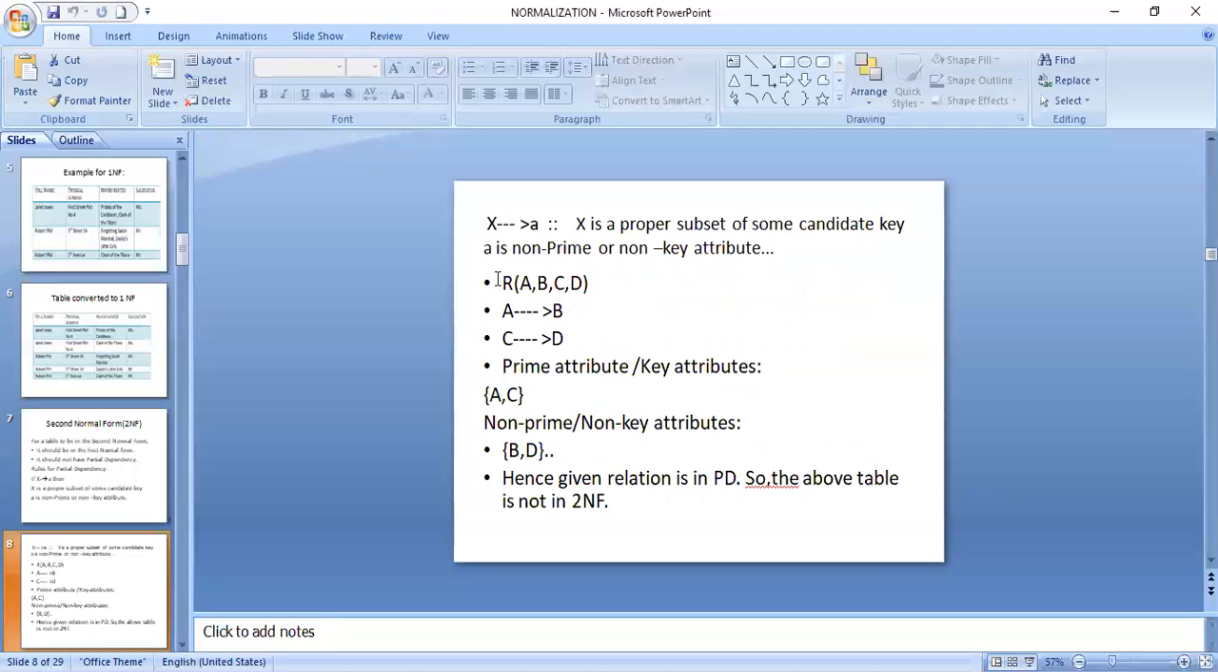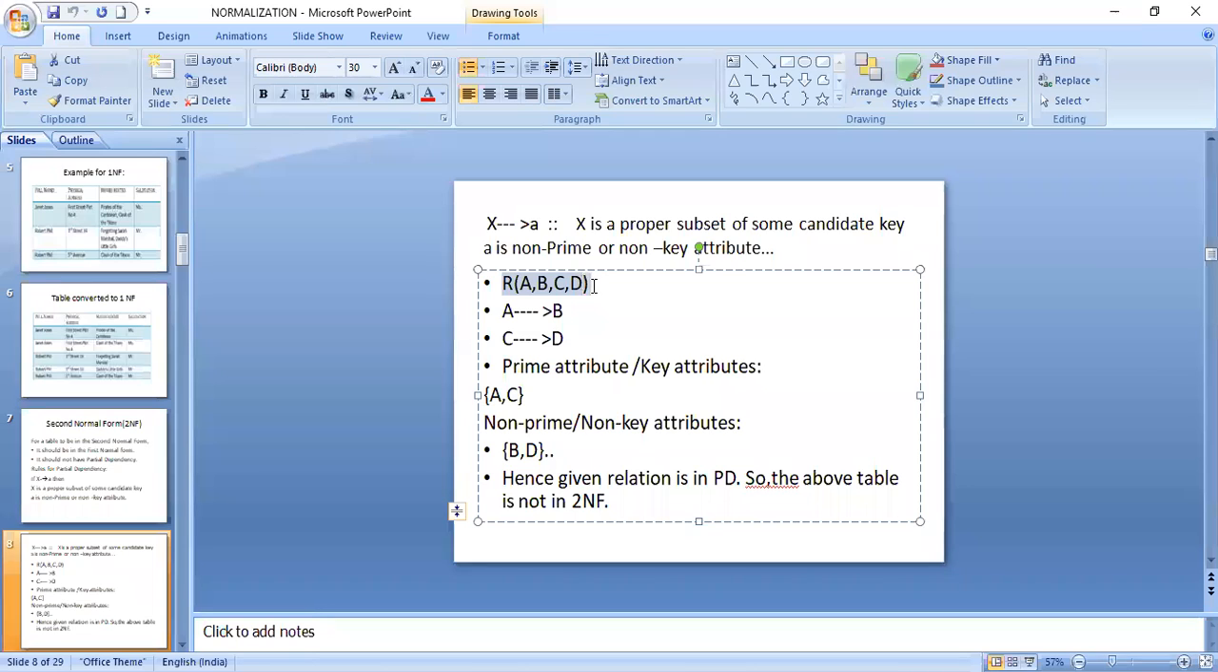Look at this particular example. R of A, B, C, D is the relation, the table which we have. This particular table has four attributes A, B, C, D. From these attributes, we have some FD rules, functional dependency rules. A determines B and C determines D. This is the characteristic of this particular relation R of A, B, C, D.